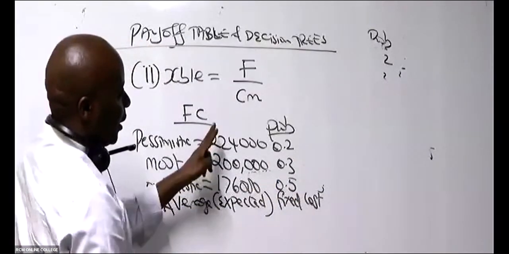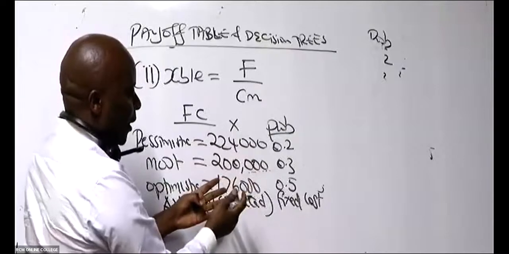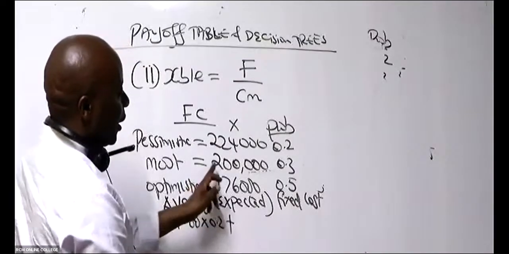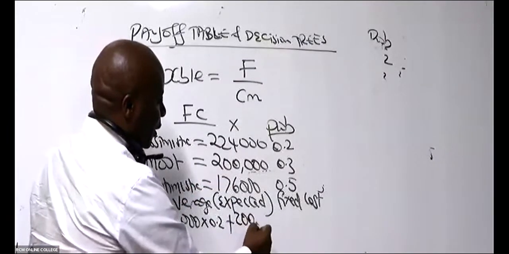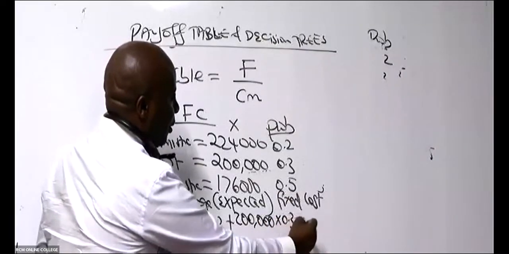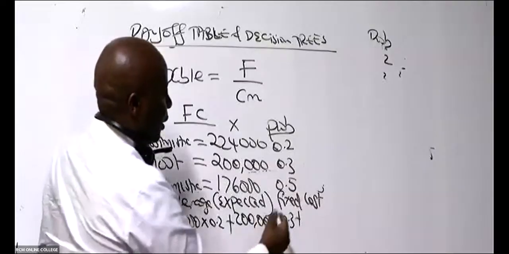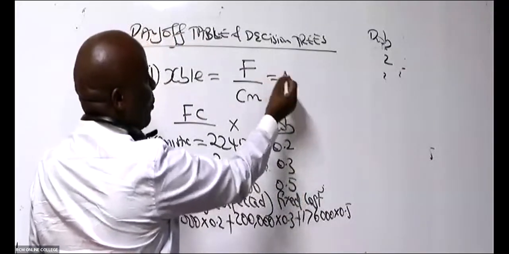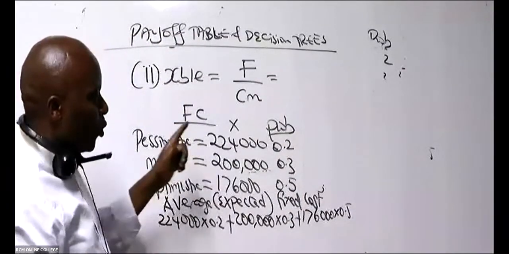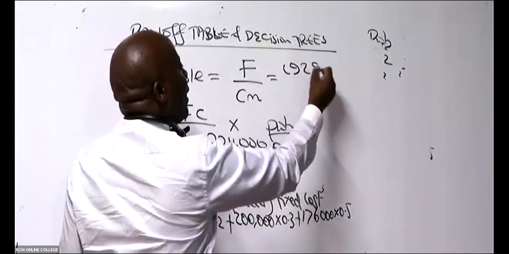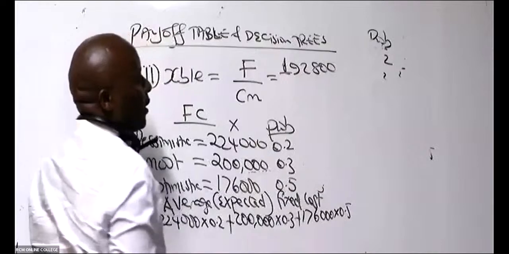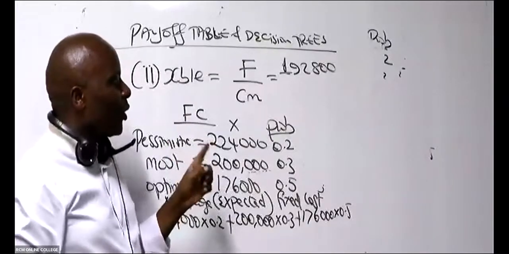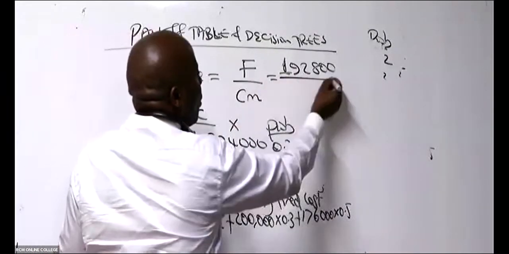So how do we get this? It is XP. It is X times probability. So we have here 224,000 times 0.2, add 200,000 times 0.3, or we have 176,000 times 0.5, which will end up giving us what fixed cost expected? 192,800. So up to here, all of us, are we together? Somebody, especially the guys who are complaining. Have you seen how we got our fixed cost? Yeah. So then we go ahead and we get, in this case here, contribution margin.